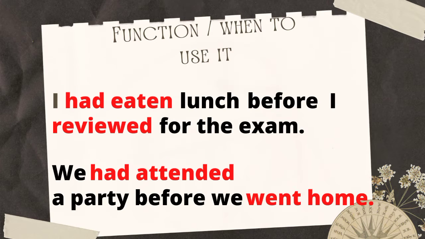Now, let's look at when we use the past perfect tense. So, we use it to talk about two or more things that happened in the past and we want to show which of those things happened first. So, we have this example. I had eaten lunch before I reviewed for the exam. So, first I had eaten, then I reviewed for the exam.